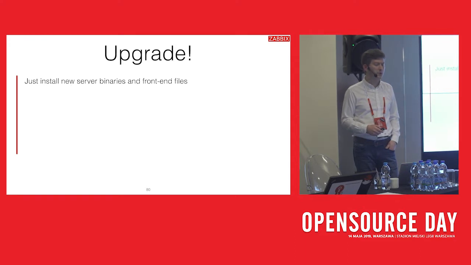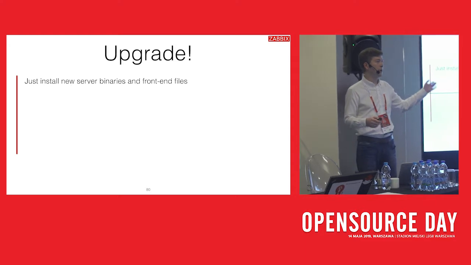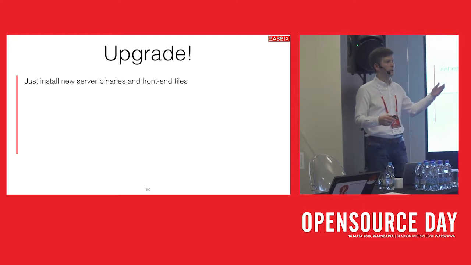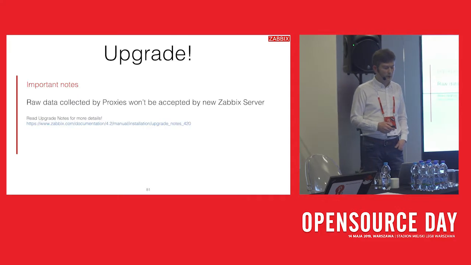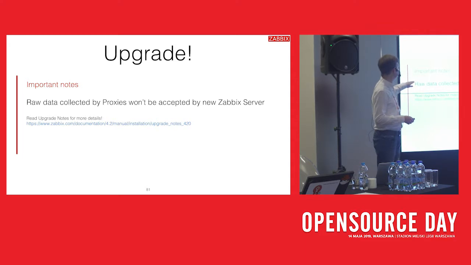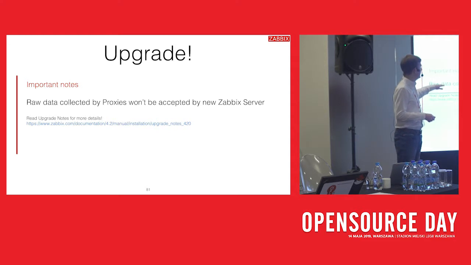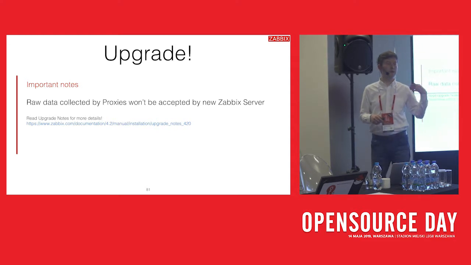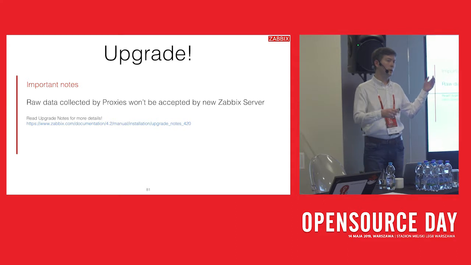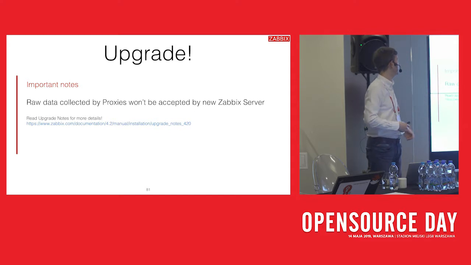Upgrade is very simple. Just install new server binaries and the front-end files, as always. You don't need to touch Zabbix agents. We maintain backward compatibility of Zabbix agents. The one thing to be aware of is that raw data collected by older proxies will not be accepted by Zabbix 4.2. So we have to upgrade proxies and the Zabbix server in one go. Older data will not be accepted because now we do preprocessing on the proxy side. The upgrade notes are here.